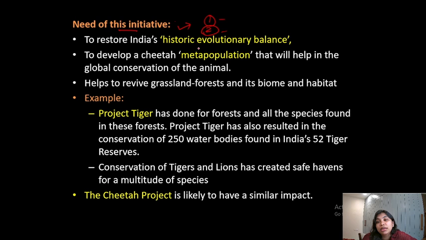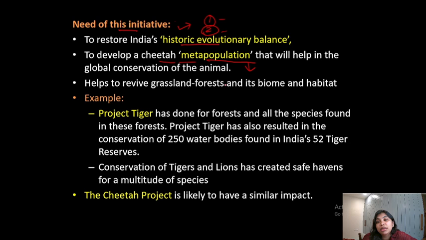First, historically we had cheetahs in India, and there is some evolutionary balance. The ecosystem is interdependent, one animal on the other. Even in the food pyramid, the lower ones depend upon the higher ones, and the higher depend on the lower. So there is a link. For that reason, to bring back the same historical, ecological balance in our environment, we want to introduce the cheetah and develop a meta population of this animal.